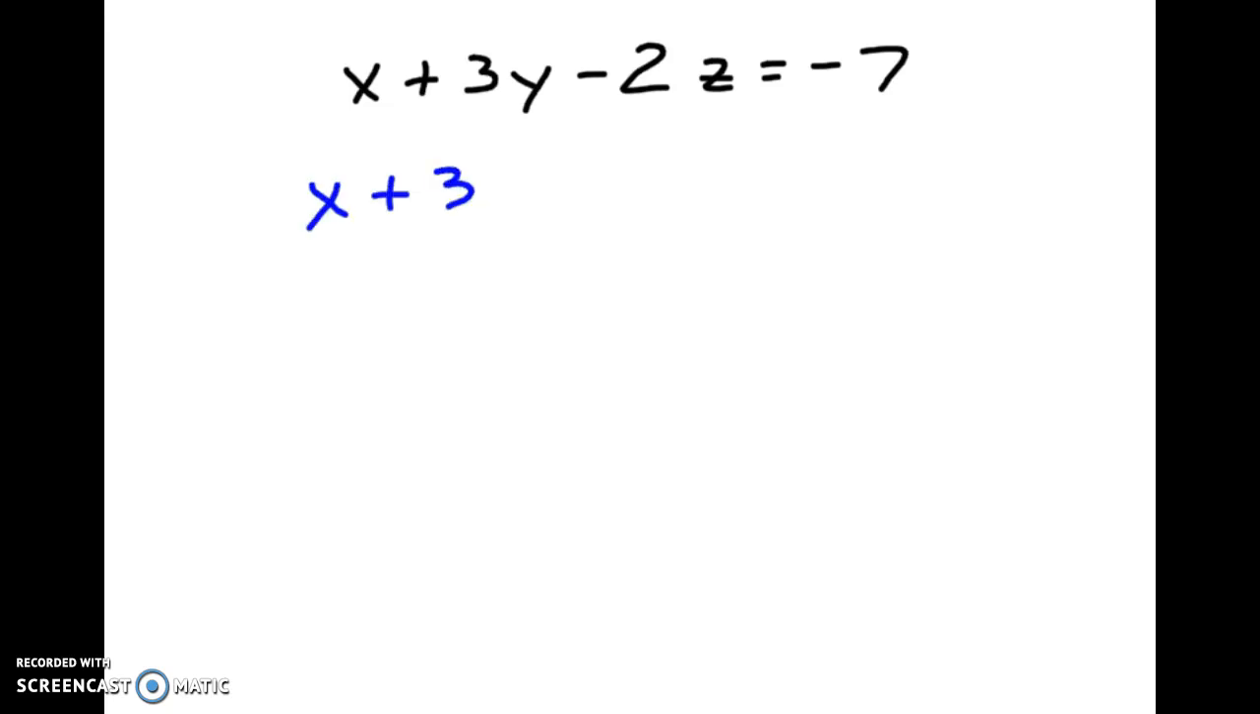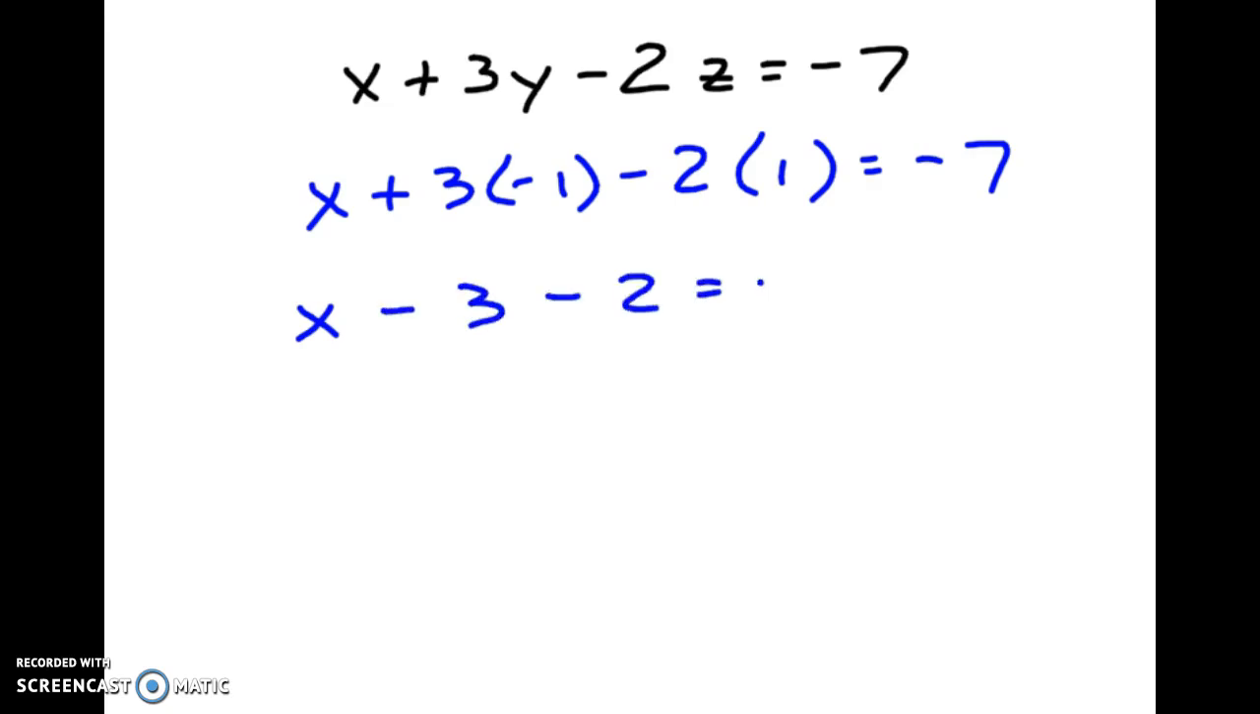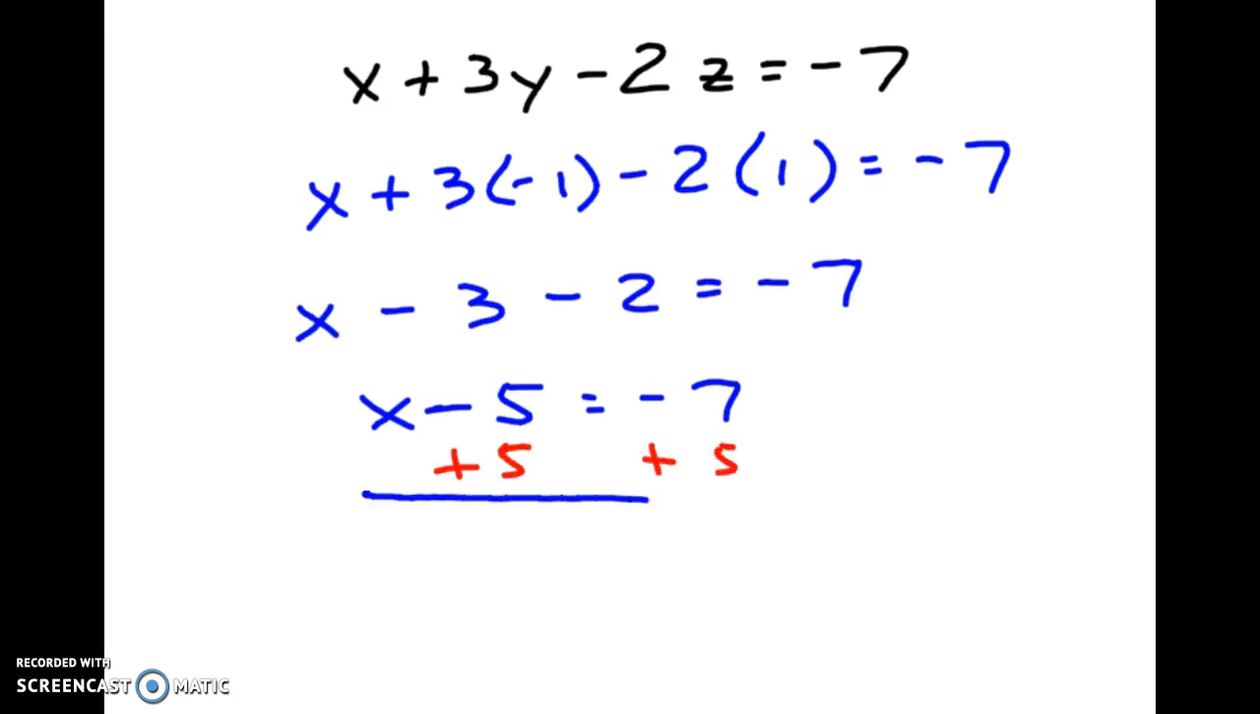So we're still putting that -1 in for the y. We're going to put the 1 in for the z. And we're going to solve. At this point, we'll add the like terms. Let's try that again. -3 minus 2 should be a -5. Hope you were paying attention. Alright. Add 5 to both sides. And we should get x equals -2.